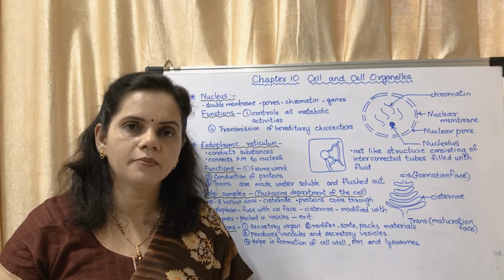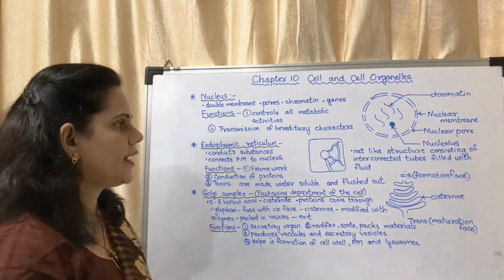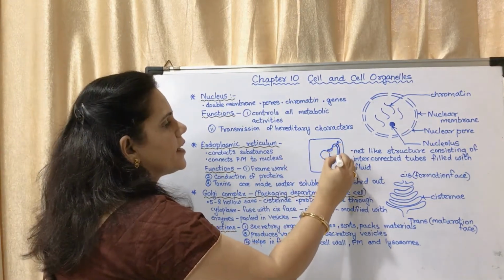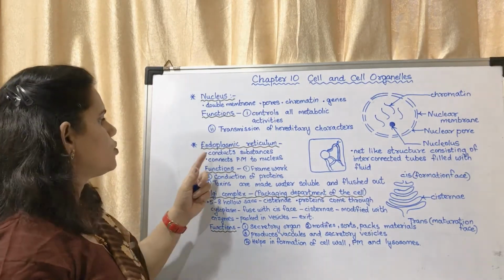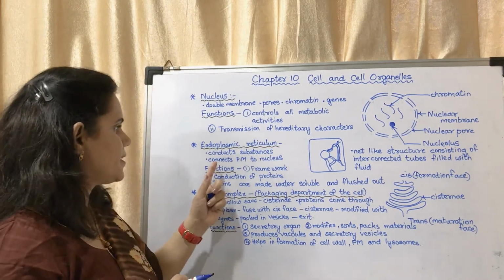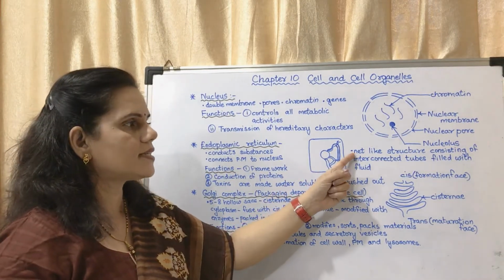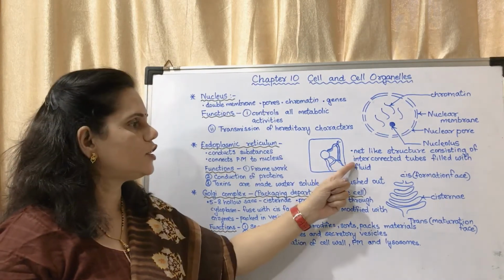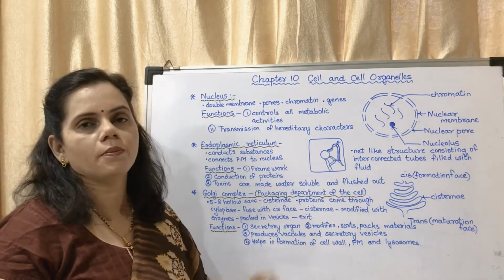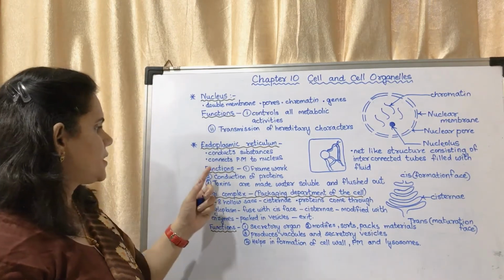Now endoplasmic reticulum is a cell organelle which connects the plasma membrane to the nucleus. It extends from the plasma membrane to the nucleus and they are interconnected to each other. So what is the main function of endoplasmic reticulum? It is conducting of substances. That forms a network. It is a net-like structure consisting of interconnected tubes filled with a fluid, and it keeps the cell intact.